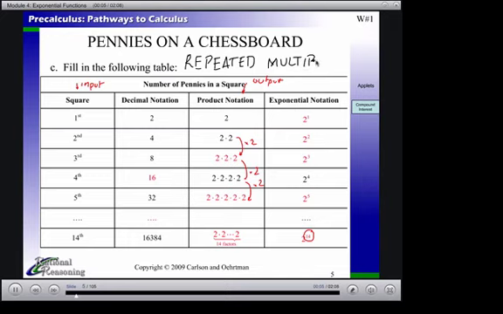And conveniently, we always use the same number when we repeat the multiplication. So it's as easy as it can be. We've got this one number, and we keep multiplying by that one number to get the next output value. What number are we multiplying by here? 2. This is repeated multiplication by 2.